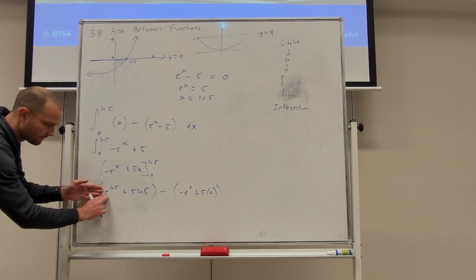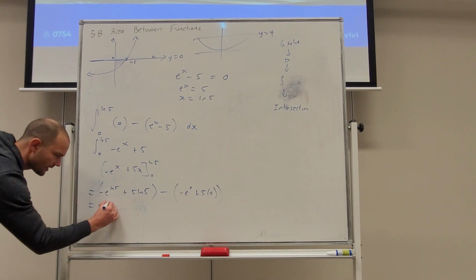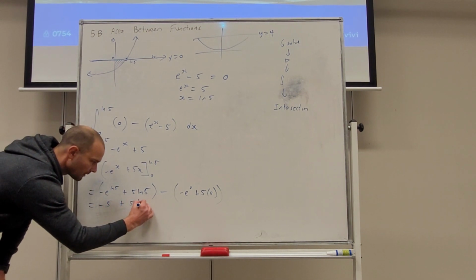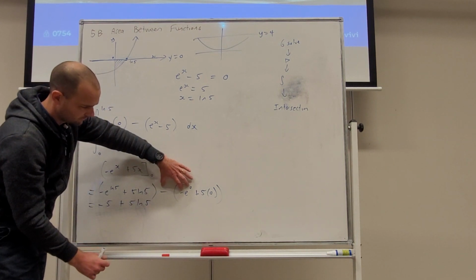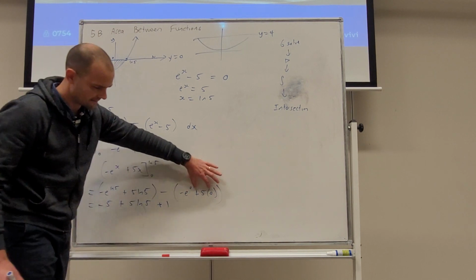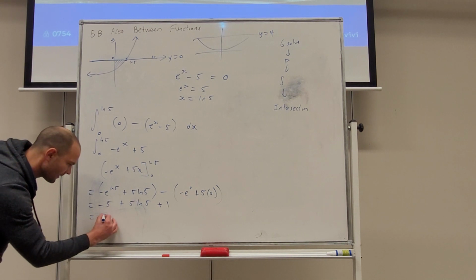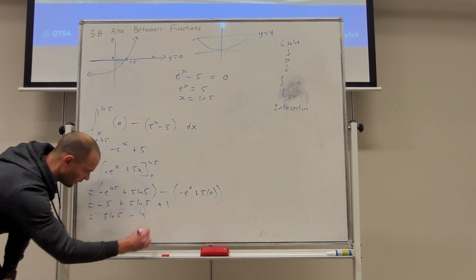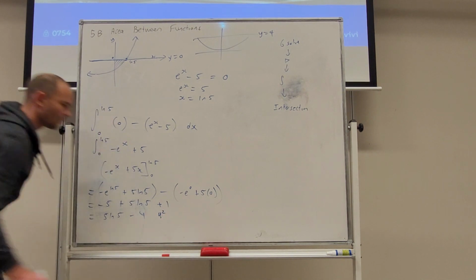Now, e to the ln 5 will simplify to 5, and then we have a negative out front, so that's minus 5, plus 5 ln 5, and then this is going to be take minus 1. That's going to be plus 1. That's 0. 5 times 0 is 0. And so we'll have 5 ln 5 take away 4. Units squared.